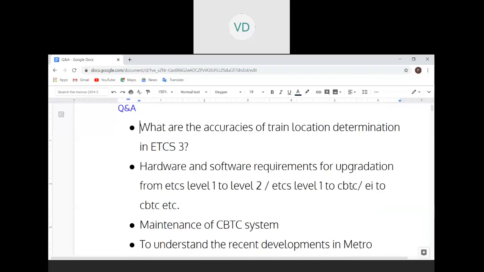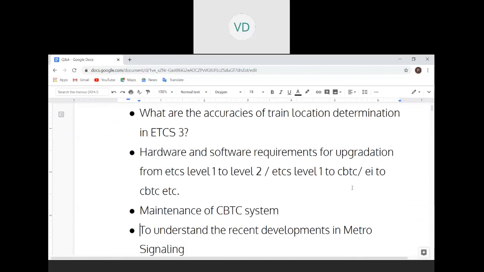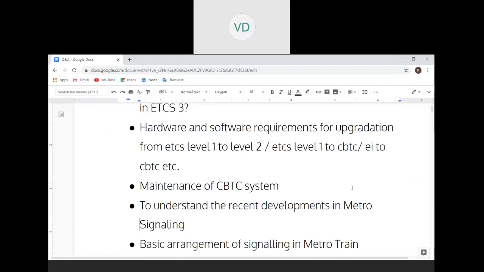It is only the OBC equipment, the onboard equipment, the antenna, the fixtures, the Balise reader, they all remain the same. The software has to be loaded into the OBC for level 2 because it has to calculate the braking curve, since the updation comes continuously. In level 1 the updation is only at spots. In level 2 the updation through the radio comes continuously. So the braking curve has to be updated continuously, and it is upgradable. ETCS to CBTC upgradation is not possible as of now because they are not compatible.